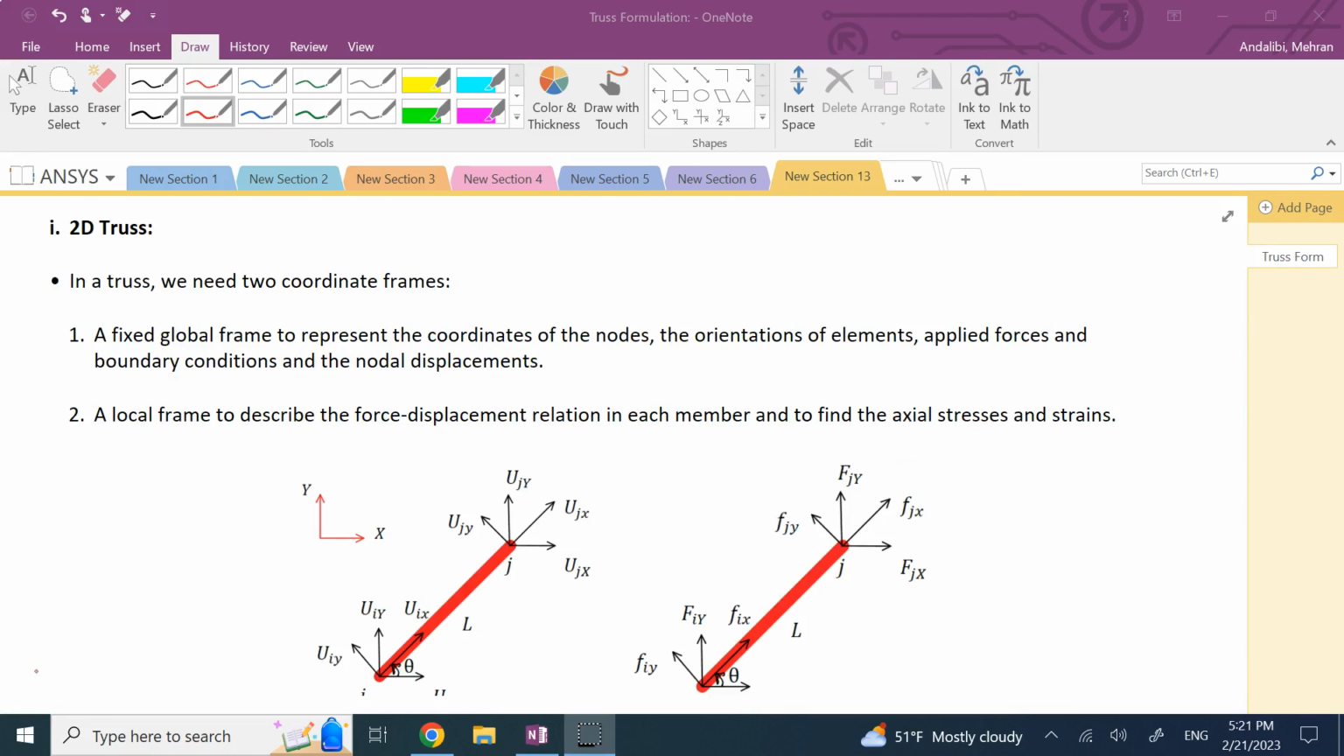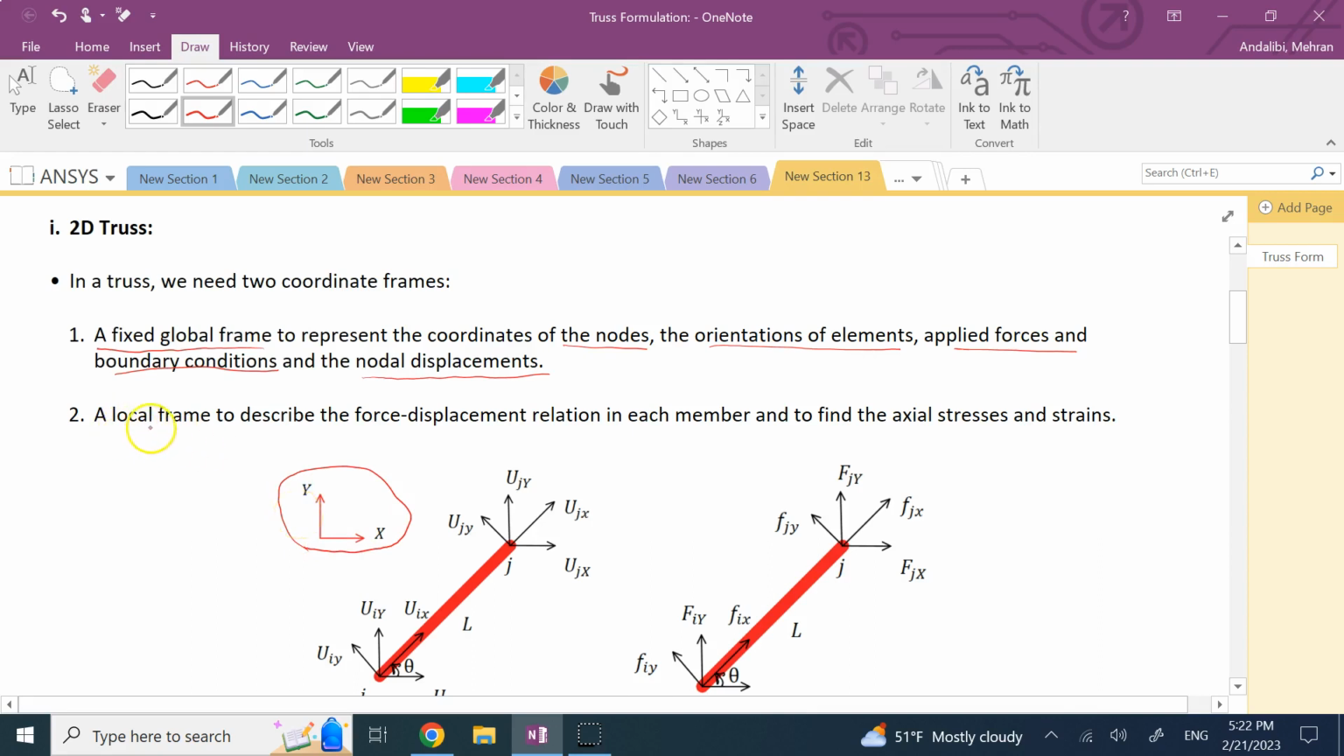So in general, as I showed you in one of my previous videos about the coordinate frames that we need in FEA for trusses, we need 2 frames for a truss. One is a fixed global frame that you use to keep track of the coordinates of the nodes, the orientation of the members, the applied forces and the boundary conditions for the truss, and the final solution nodal displacements. And this is a global fixed frame that you can put anywhere on the truss or even outside the truss.